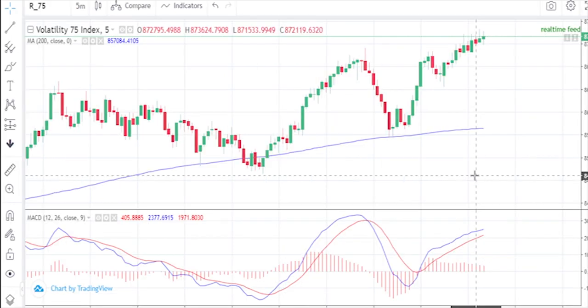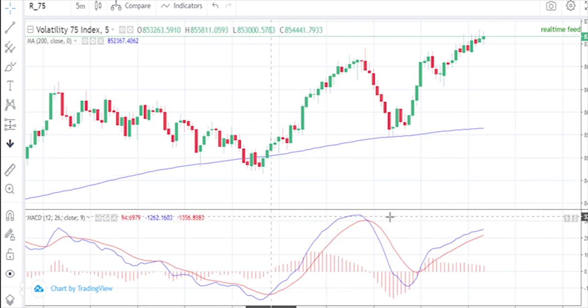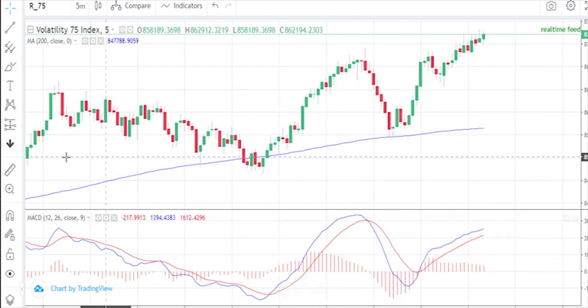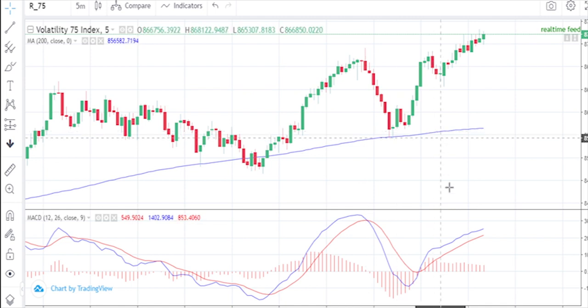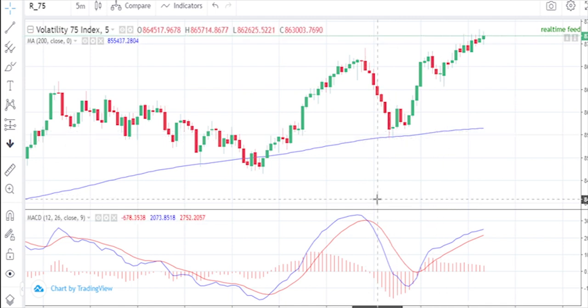So this strategy uses two indicators. Number one, the MACD, which is down here, and then the 200 period moving average. And this is how we use these indicators.